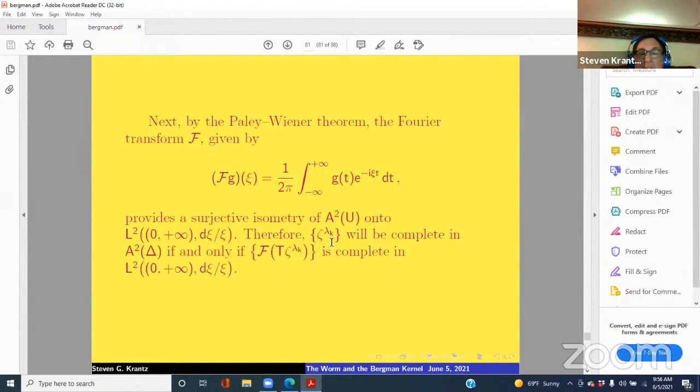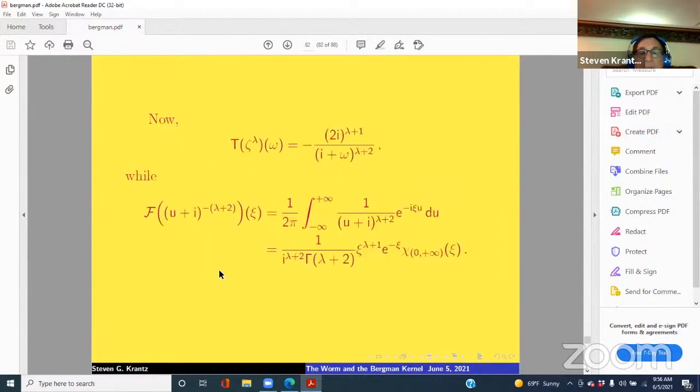Therefore, zeta to the lambda k will be complete in A2 of the disk if and only if the Fourier transform of T of zeta to the lambda k is complete in L2 of (0, infinity), dc over c. So Fourier analysis has reduced our problem about completeness to studying a fairly standard L2 space. Now, T of zeta to the lambda is equal to this just by a simple calculation.